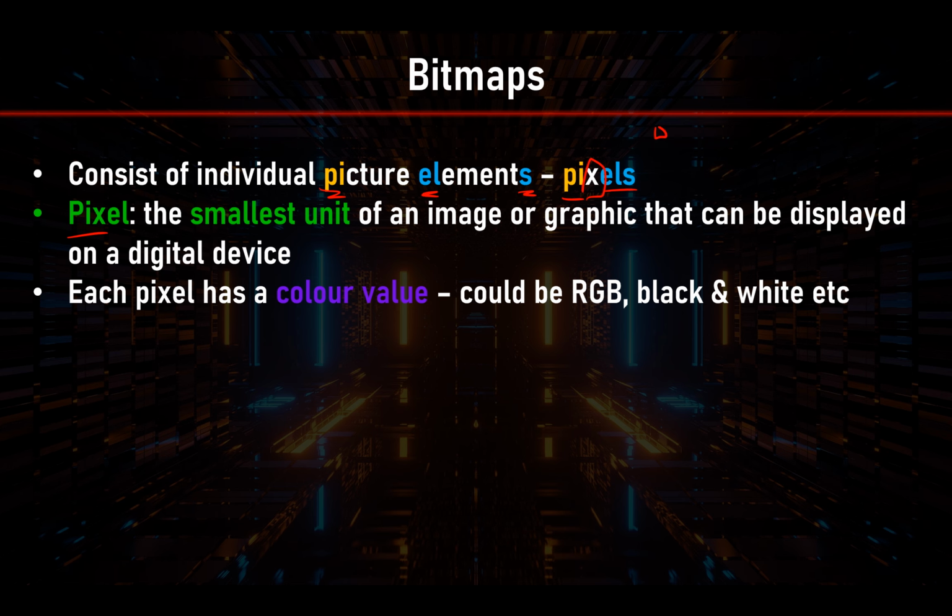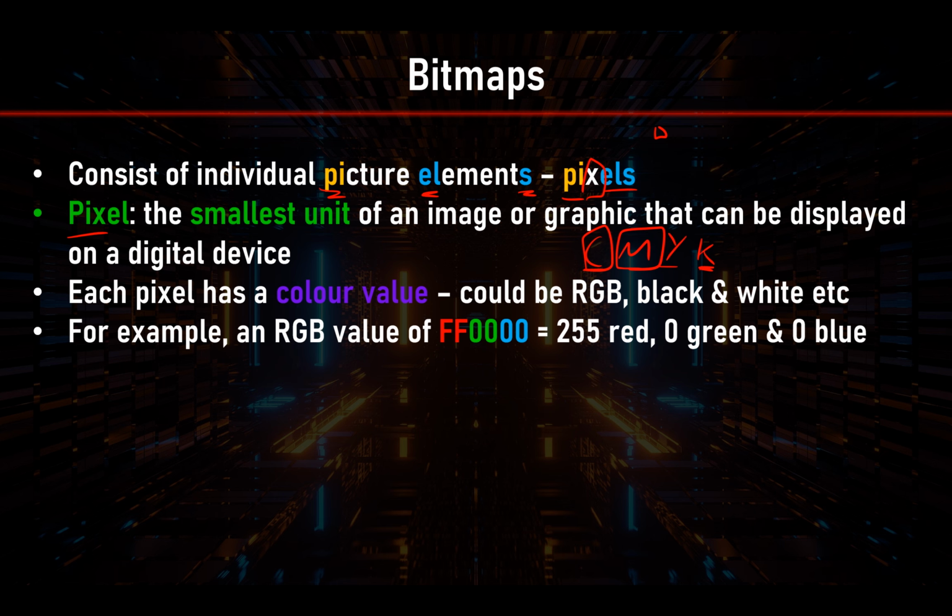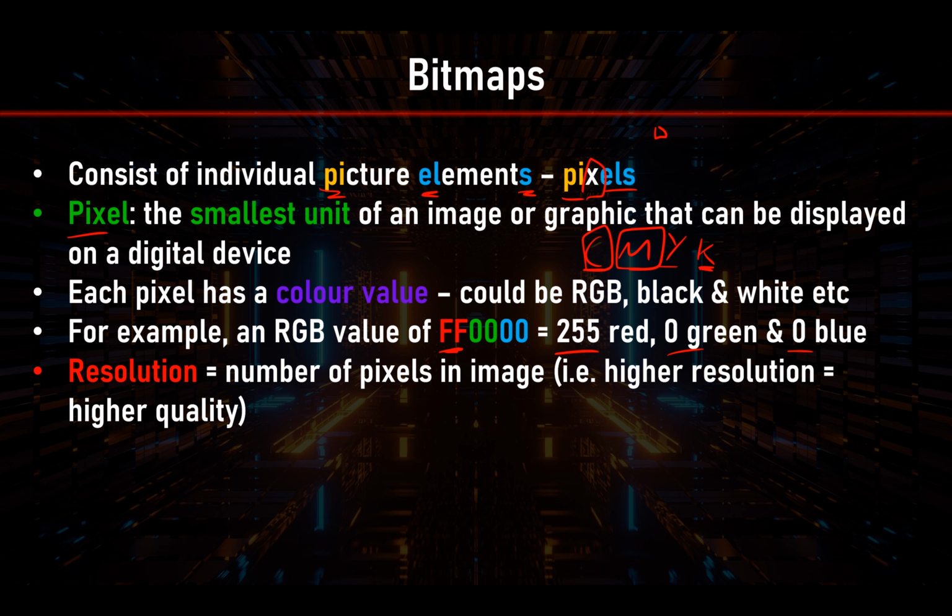Each pixel has a color value. It could be RGB, it could be black and white, it could be something else, like CMYK as mentioned before: cyan, magenta, yellow, and key, which is black. Cyan is a light blue, magenta is basically pink, then yellow and black. For example, this RGB value is 255 red, 0 green, 0 blue, because FF is 255. The resolution is the number of pixels in the image, i.e. a higher resolution equals higher quality. However, also a larger file size.